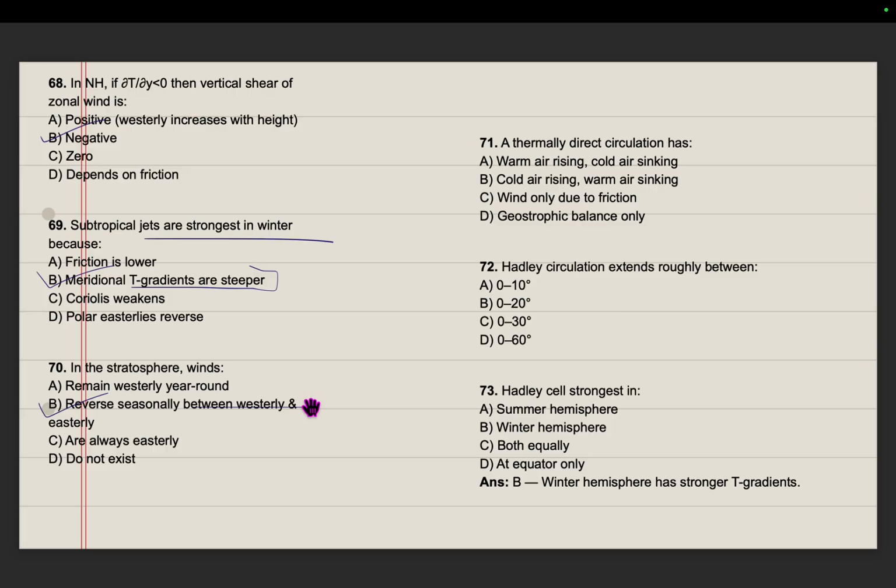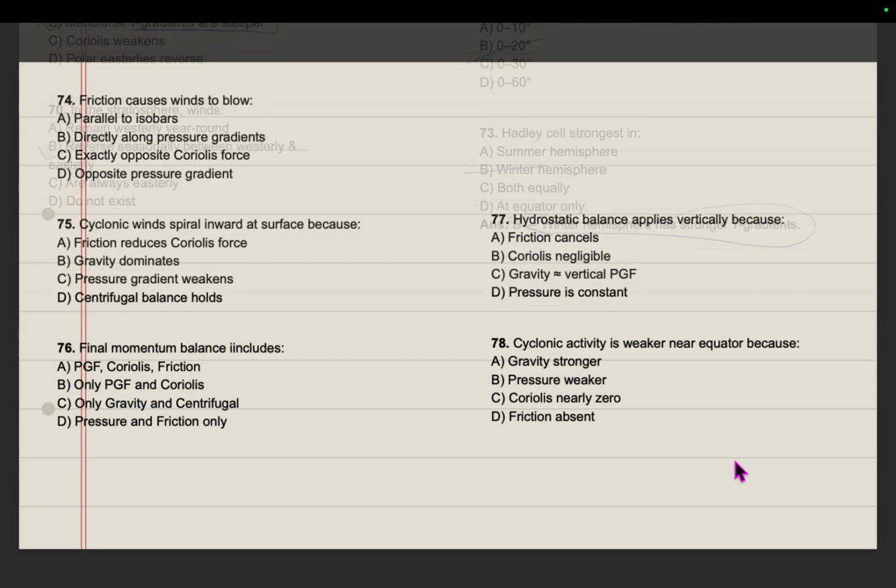In 71, the thermally direct circulation has warm wind rising, cold wind sinking, or cold wind rising, warm wind sinking, geostrophic balance only, wind only due to friction. Yes, option A is correct. Question 72. The Hadley circulation extends roughly between 0 to 30 degrees, this is C. The Hadley circulation is strongest in the winter hemisphere where the stronger temperature gradient is seen. Question 73, option B is correct.